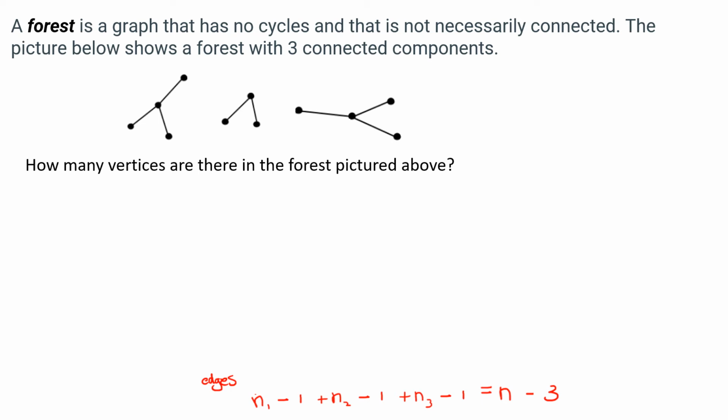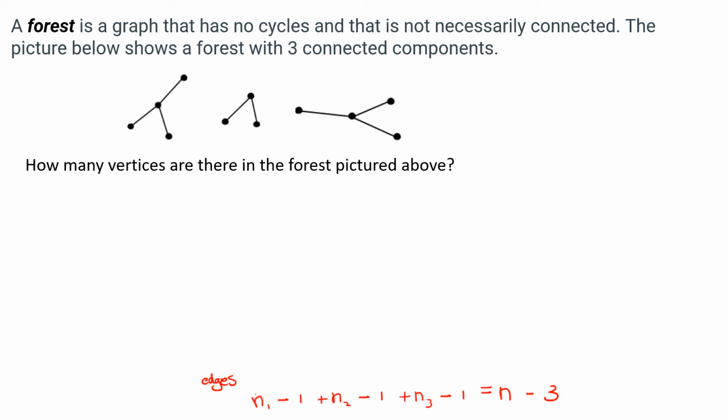Now, what is a forest? If you think about a forest in real life, it's just a collection of trees, right? A collection of individual trees, more than just one little tree. And that's the case here too. A forest is a graph that has no cycles and is not necessarily connected.